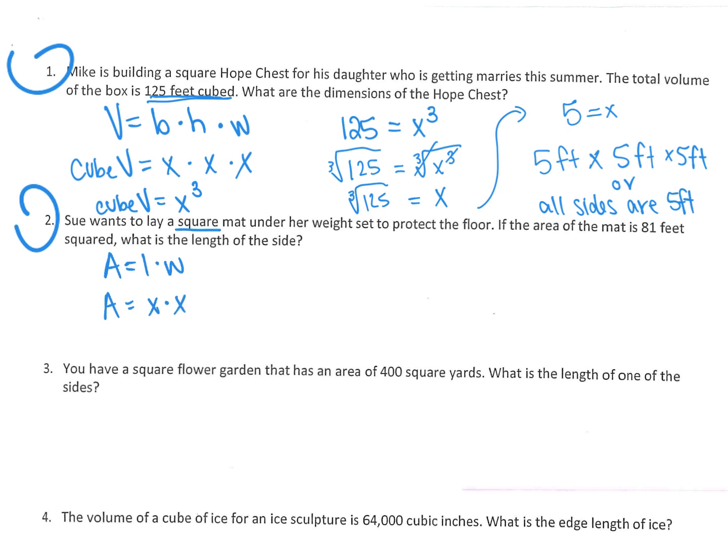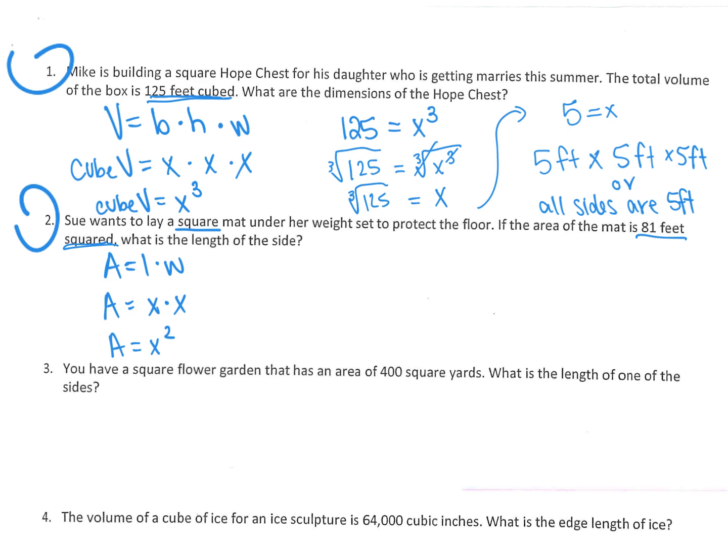So let's read what the problem says. Sue wants to lay a square mat under her weight set to protect the floor. If the area of the mat is 81 feet squared, that sounds important, 81 feet squared, what is the length of the side? So again, we now know that it's going to be our x times x, or another way to write x times x is saying area equals x squared, because again, we're talking about a square, and since it's a square, squares have all the same sides. So we can just label them as x, and then x times x is x squared.